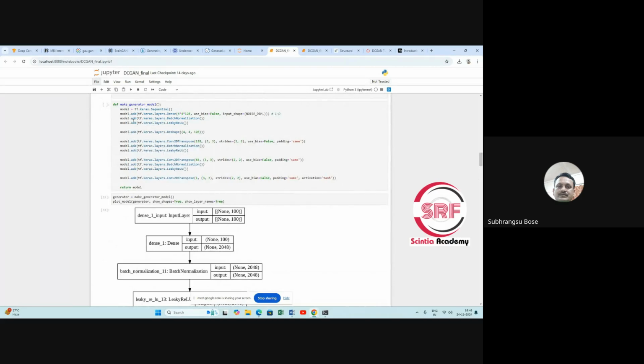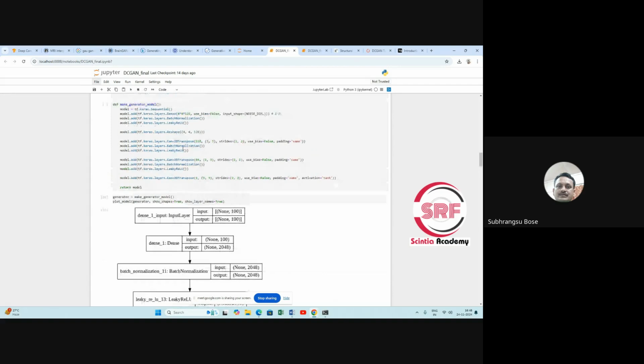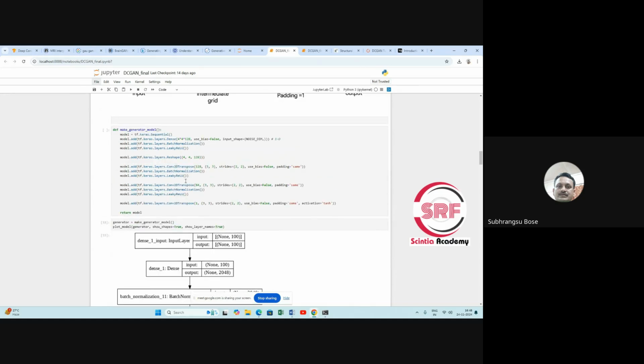Then model at TF keras layer, first 4 into 4 into 128, batch normalization and activation leaky ReLU. I use leaky ReLU activation. And then reshape again and conv 2D transpose. That is a conv 2D, just I described the convolution neural network transpose type. That is different from the general CNN model. Already I discussed it. What is the difference between general CNN model and transpose CNN model?